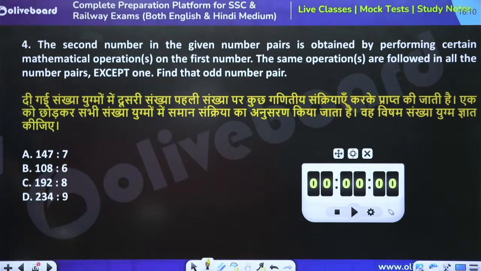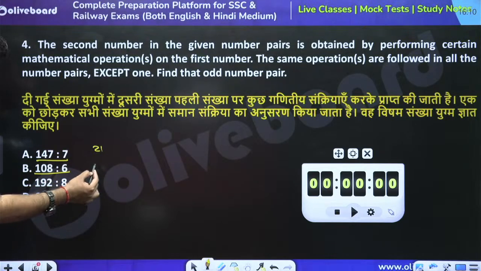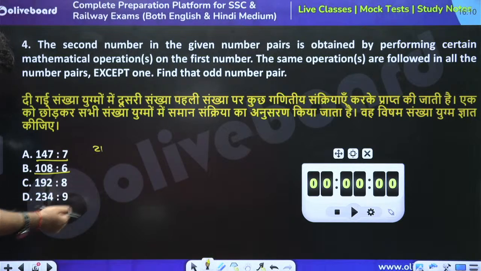See, this is also an interesting question actually. It will not click immediately to you. But what will you think? You will think that, okay, 147, if I divide by 7, what do I get? I get 21. Okay. 108, if I divide by 6, what do I get? I get 36, right? No. Sorry.